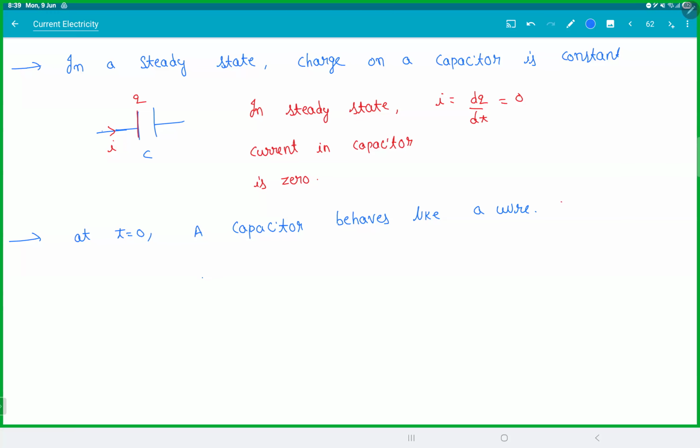Meaning, see, I'll tell you the reason for this. Let's say you have a capacitor and you connect it to a battery. Initially, it is empty, 0, 0. The moment you close the switch, the first electron which comes from this plate will go and get accumulated on the other plate, isn't it?